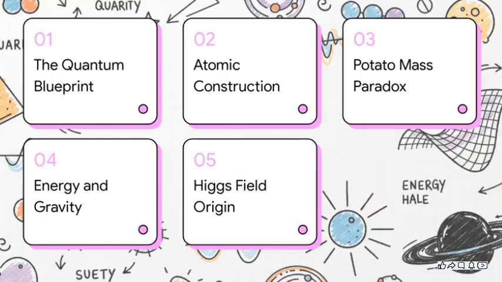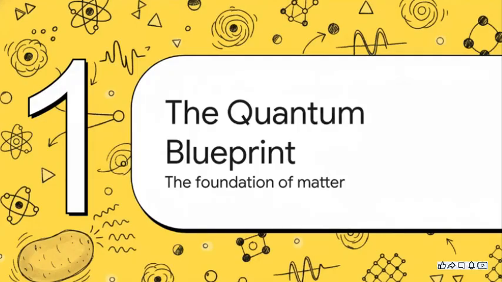So here is our roadmap for today. We'll kick things off with the quantum blueprint, then move into the rules of atomic construction. After that, we'll hit the potato mass paradox, dive into energy, momentum, and gravity, and wrap up with the Higgs field origin. Let's jump right in.